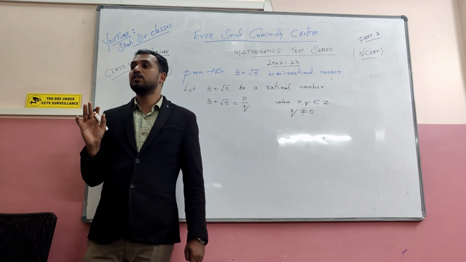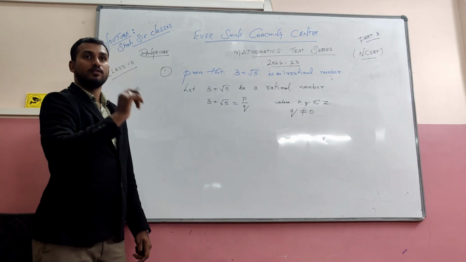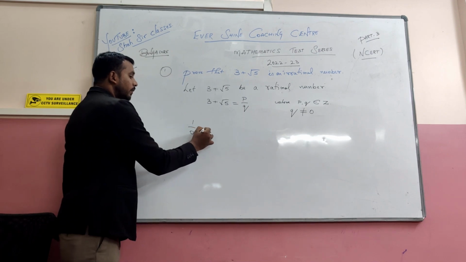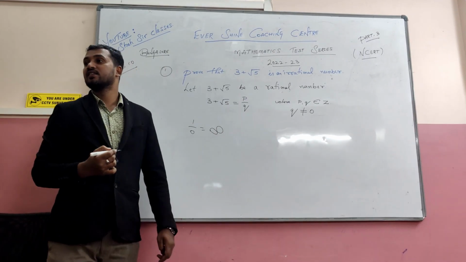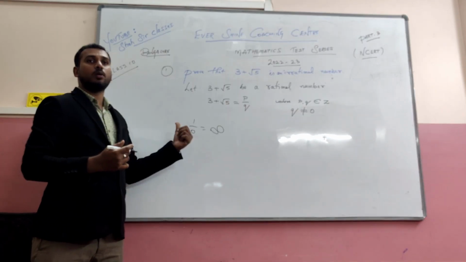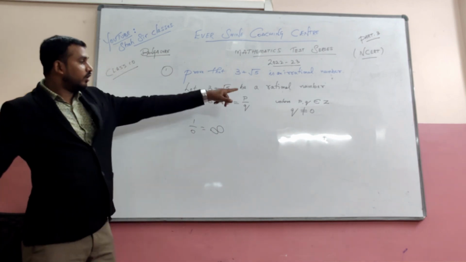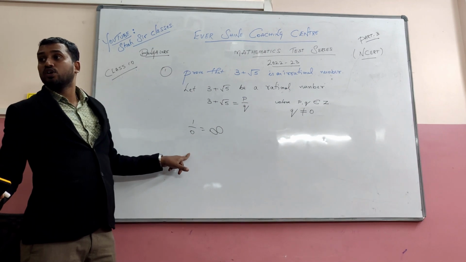I hope you remember trigonometry. We have already discussed, right? Trigonometric standard angles: 1 by 0 means not defined, infinity. No value exists. In the denominator, if we get 0, there is no value, isn't it? That is what here: the q value should not be equal to 0.